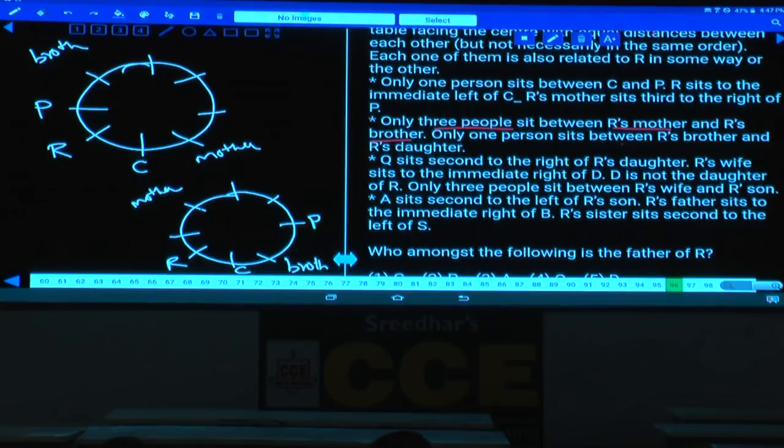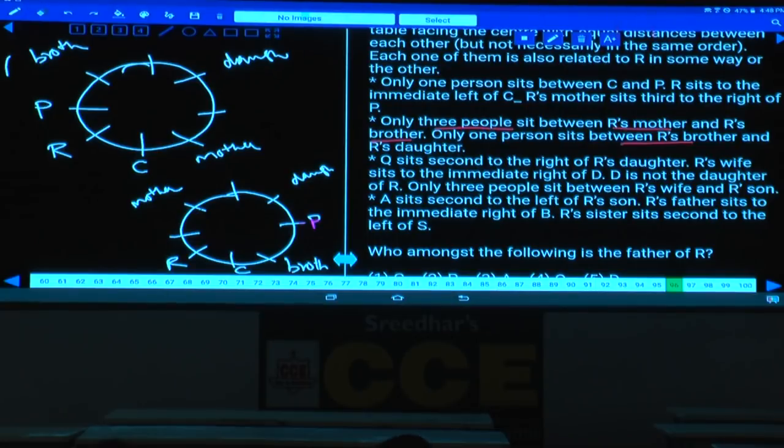Only one person sits between R's brother and R's daughter. R's brother and R's daughter, how many persons are there? There is only one person. Hence in case 1, how many possibilities do we have? Only one possibility, because only one person between brother and daughter. Now sir, in the anti-clockwise direction it is not possible, because R himself cannot be the daughter. Hence this person is the daughter, and in this case also between R's mother and daughter there is one person, hence daughter must be at this place. Are you following this one or not? Hence daughter is at this place.